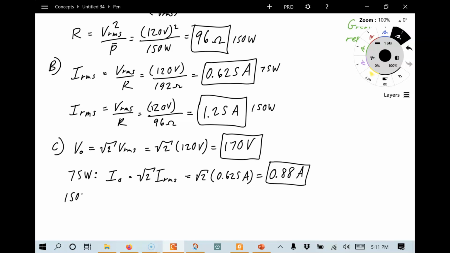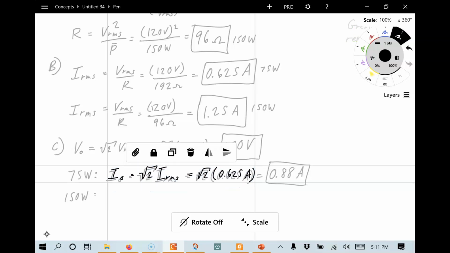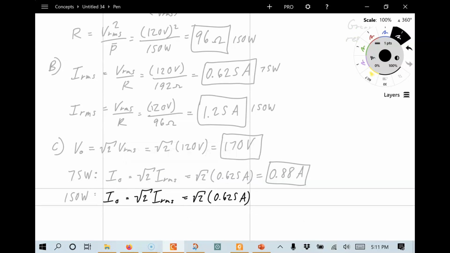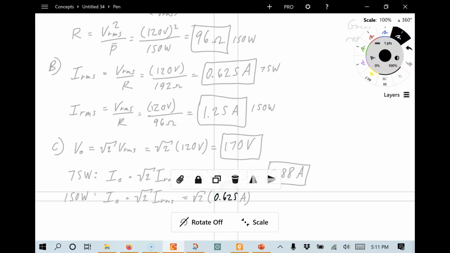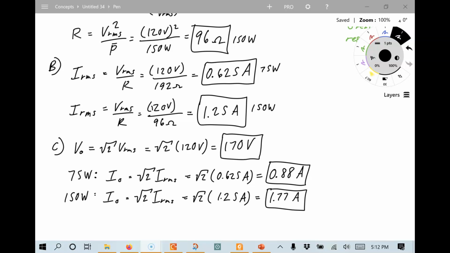For the 150 watt bulb, it's going to be the exact same thing, except we're going to put in the other value for the 150 watt bulb, which is 1.25 amps. And that is going to give us a value equal to about 1.77 amps peak current. So what does that mean?